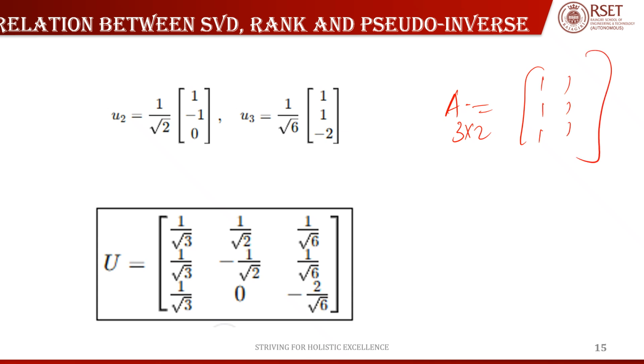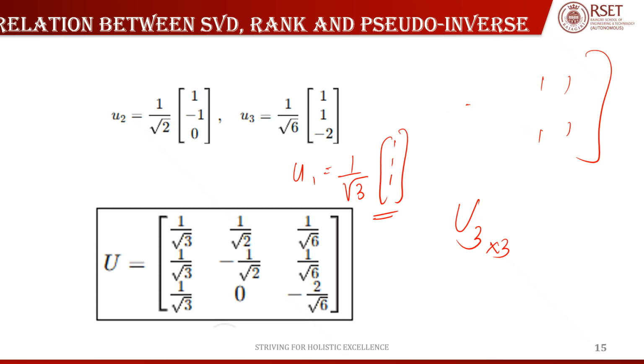And so your u should be a 3 by 3 matrix. But you have only u1, right? You have your u1 is equal to 1 by root 3 into 1 1 1. This was your u1, and you need to choose u2 and u3 arbitrarily such that they are orthogonal to u1. So let's see how we can choose that.